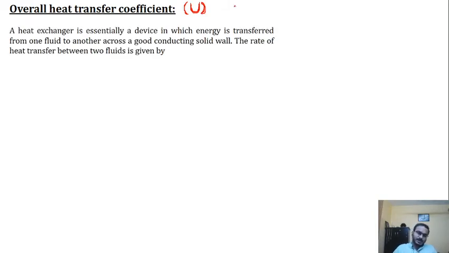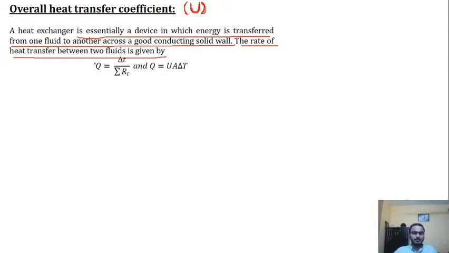A heat exchanger is essentially a device in which energy is transferred from one fluid to another across a good conducting solid wall. So the rate of heat transfer between two fluids is given by this formula. If you recall, this is the formula that we studied in conduction, Q is equal to delta T upon sigma RT, and Q is equal to UA delta T, where U was the overall heat transfer coefficient.